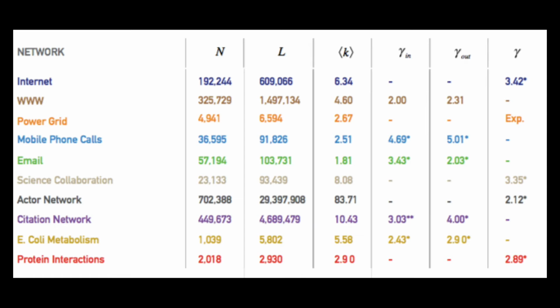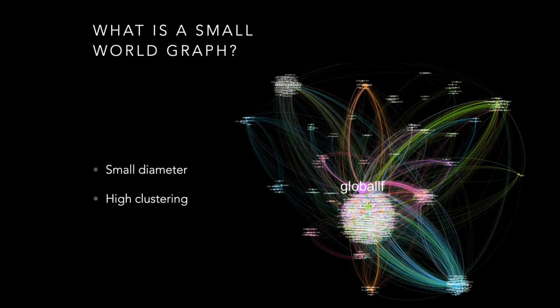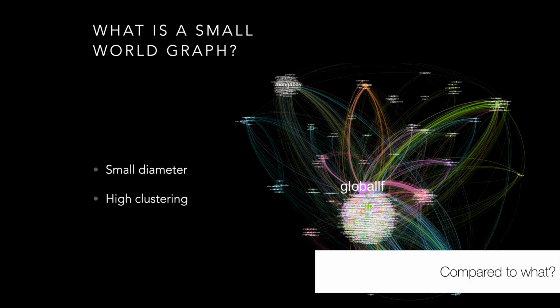If we look at a number of different kinds of graphs, so the internet, mobile phone calls, email graphs, citation networks, the actor network like the Kevin Bacon network, and even E. coli and protein interactions, all of these kinds of networks exhibit small world tendencies. And in fact, many evolving networks exhibit these small world tendencies. As I mentioned, for small diameter we have a good rule of thumb, about big O of log n, and high clustering is a little bit harder to nail down a real value for. So when we talk about small world graphs, we can say a small world graph is a graph compared to something else. So when we talk about small worlds, what are we comparing to?